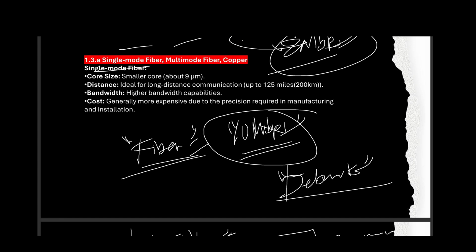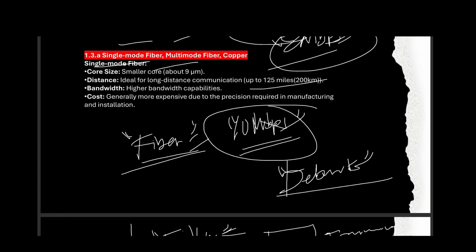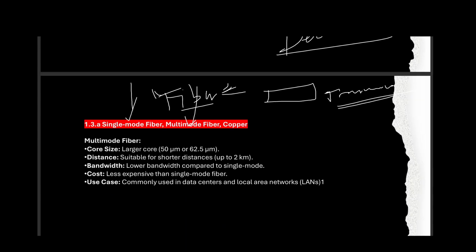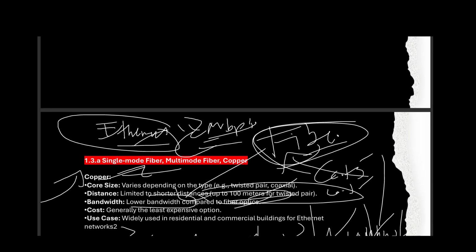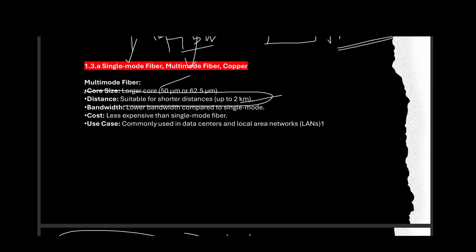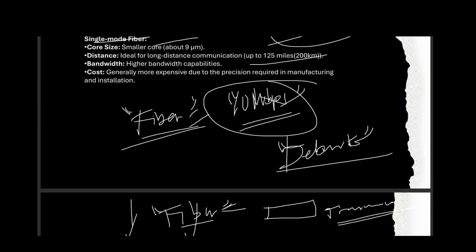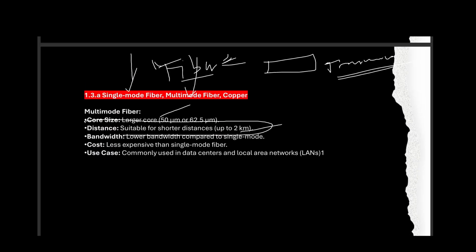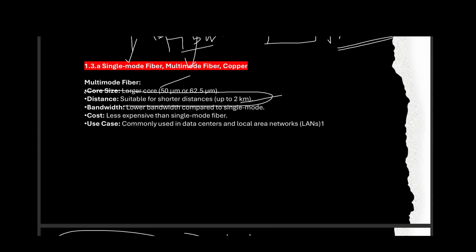Now, let's go over the difference between the single mode and the multi-mode. Single mode has a smaller core, with a distance of up to 200 kilometers, while multi-mode has a larger core, but the distance is way shorter, 2 kilometers, or even 100 meters. Look at that, single mode is 125 miles, 200 kilometers. The difference in distance is really huge.